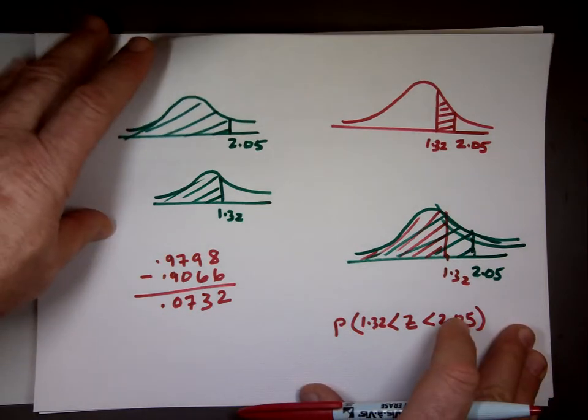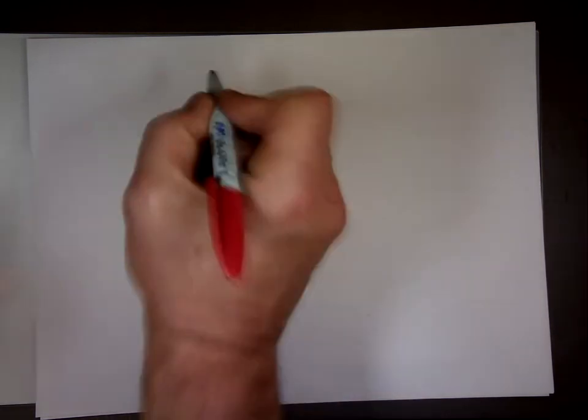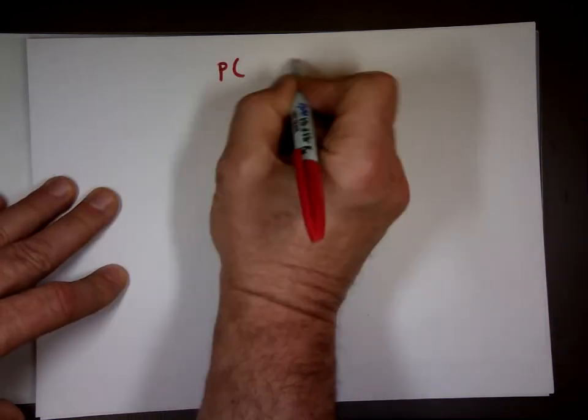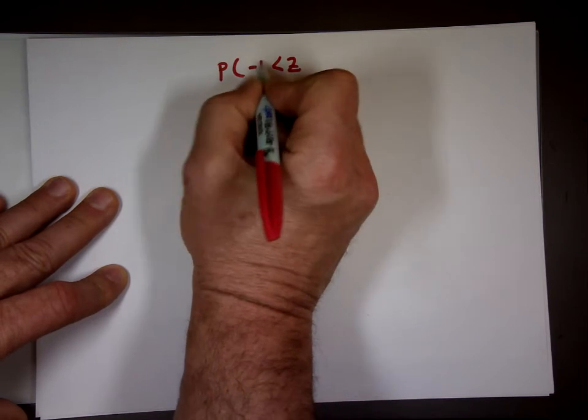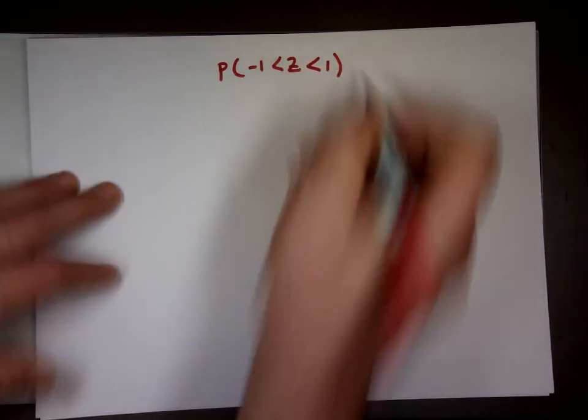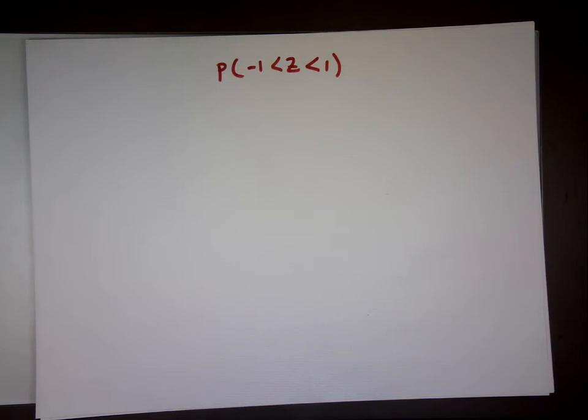Now, let me try this question. You try it. Find the probability that z is between -1 and 1. You should know the answer to this. 0.68. Yep, 0.68. Why? What's the definition of standard deviation? We talked about it. We said what percent of the values are within one standard deviation? 68% of the values within one. That's where the number came from.